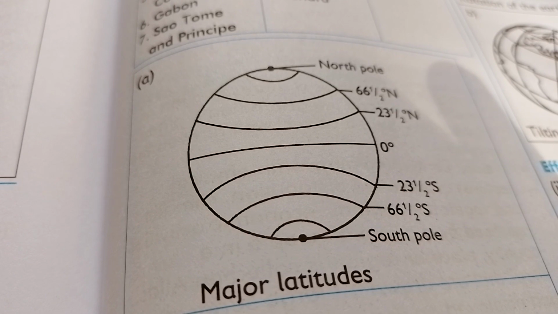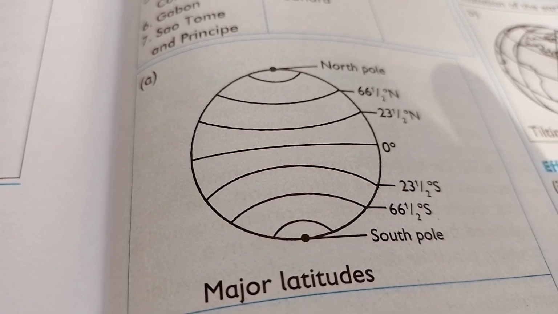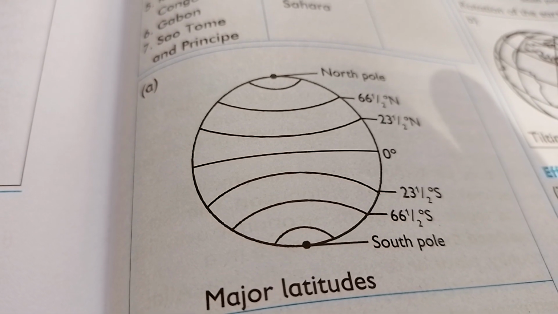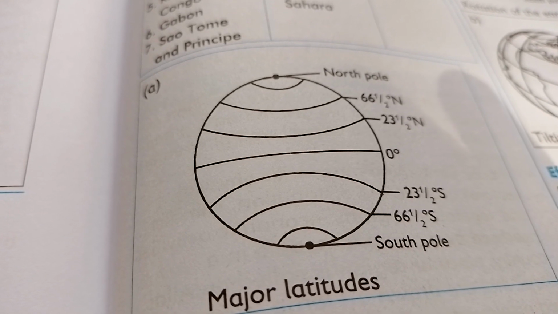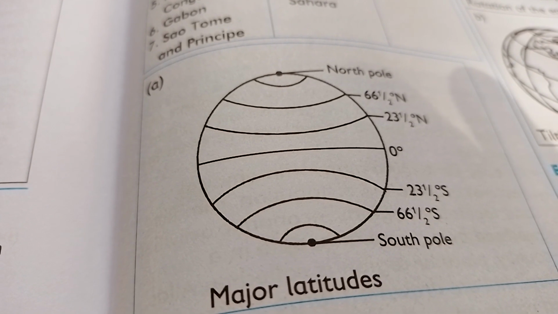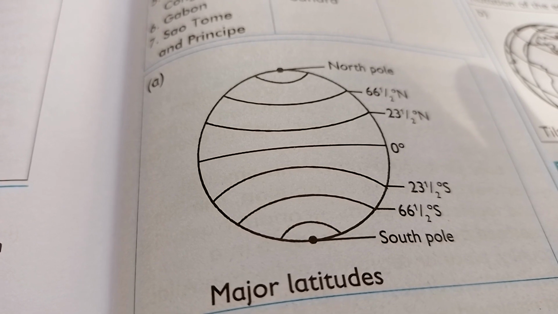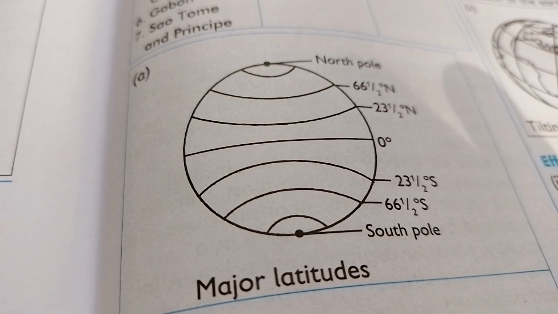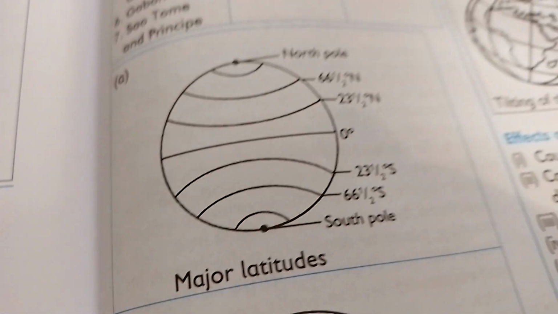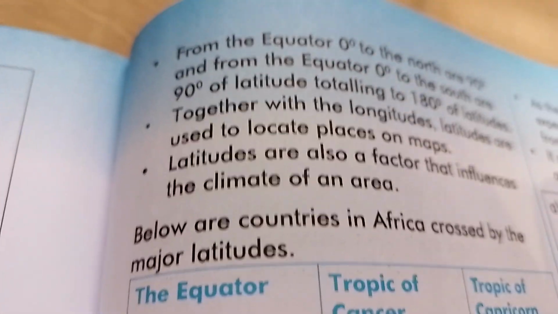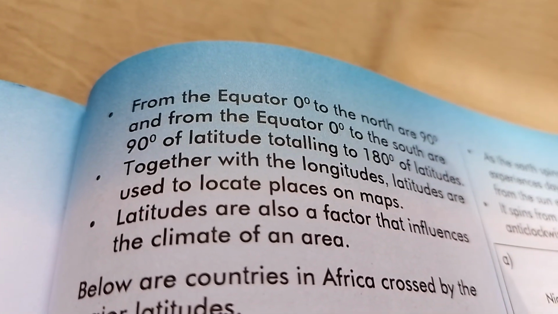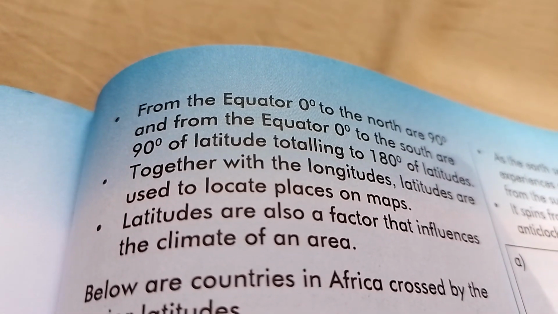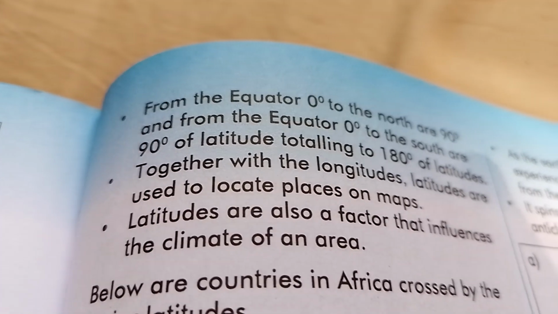Number 3, the latitudes are in total 180. So we say to the northern hemisphere we have 90 latitudes. The southern hemisphere we have also 90 latitudes. So in total we can say that we have 180 latitudes in the world. The key point to note here is that from the equator 0 degrees to the north are 90, and from the equator to the south are 90 latitudes. Total we have 180 degrees of latitudes.